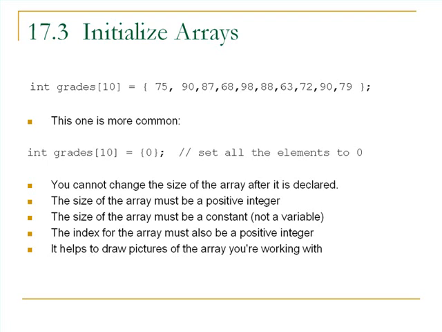And the size of the array must be a positive number. So it wouldn't make sense to say, I want -5 elements in this array. So when you declare it, you are required to put a positive number, and it must be an integer number. It wouldn't make sense to have 2.5 elements in your array. So a positive integer number. And the size of the array, when you declare it, must be a constant, not a variable. So it could be a defined constant, which we'll look at, or a literal.